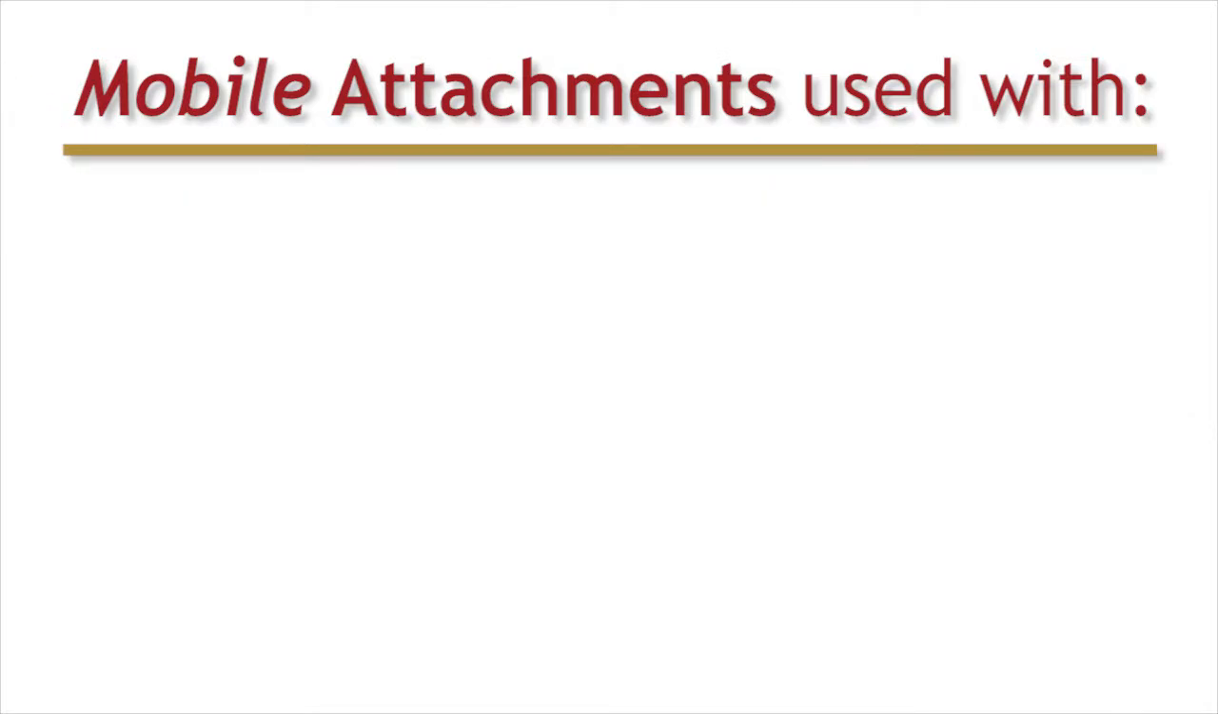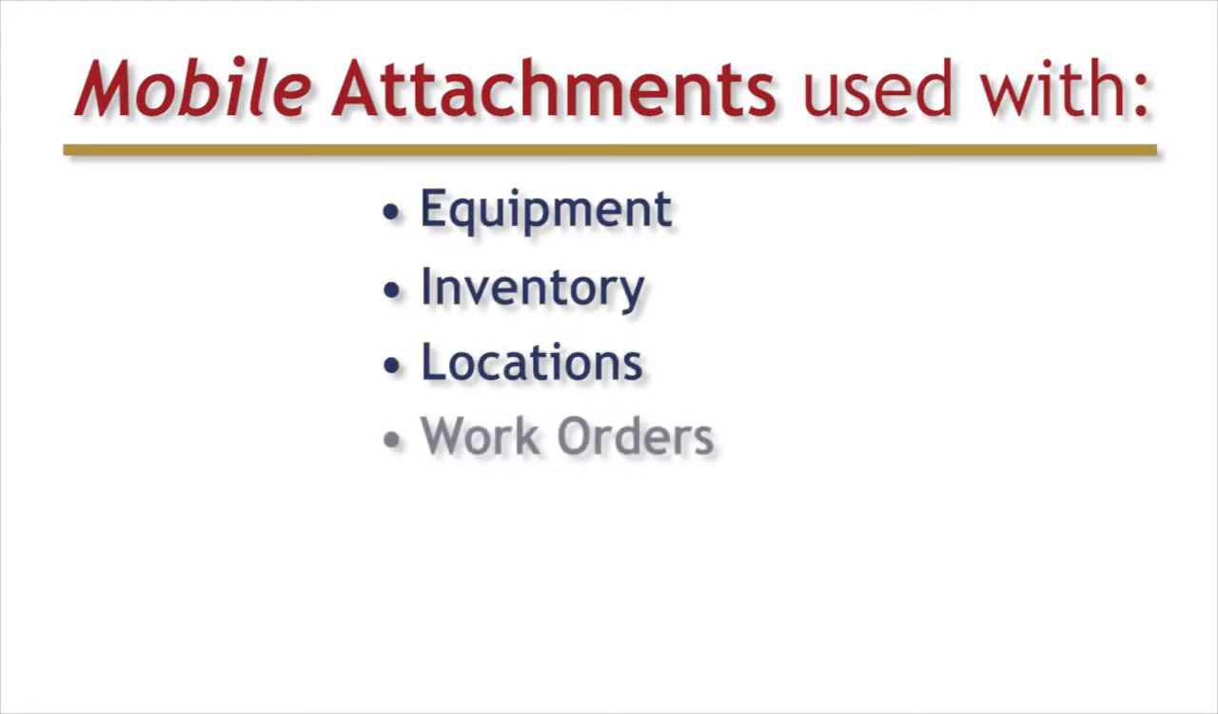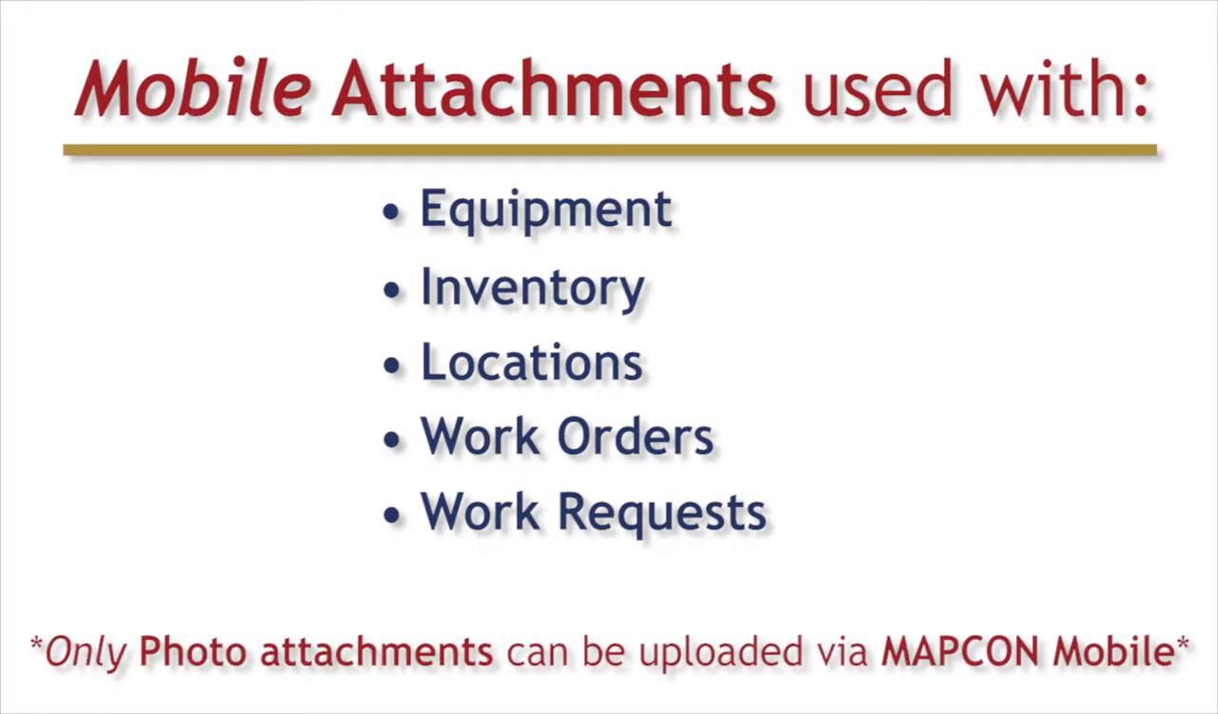It's important to know where the attachments can be used in MAPCON Mobile. Attachments can be added to equipment, inventory, locations, work orders, and work requests. While all attachment types, such as PDFs and web links, can be viewed on these records in MAPCON Mobile, only photo attachments can be added directly through the app.